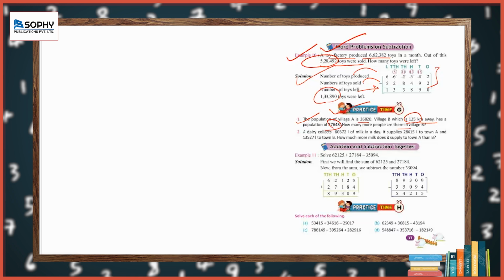We will add them, students. So when we subtract them, that is 37,648 minus 26,820. The answer we get is 8, 2. 16 minus 8 is 8. And here we have 0. So 10,828 is the number of people there are in village B.